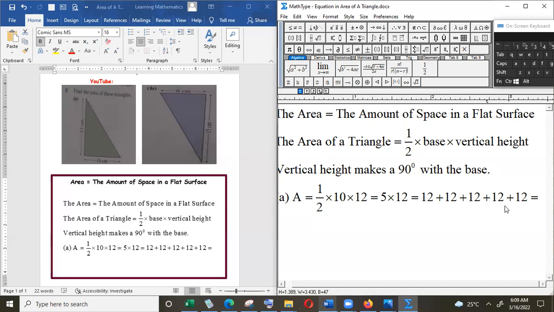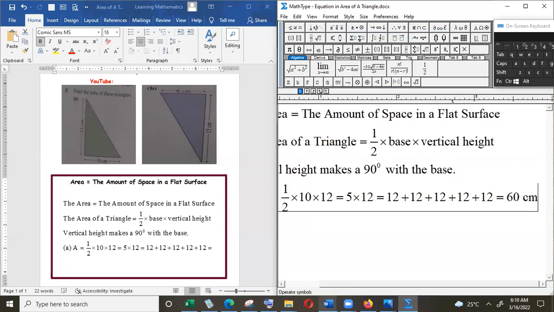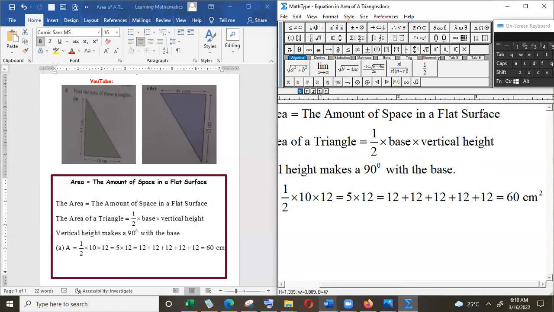Now to add 5 twelves: 2, 4, 6, 8, 10. So you carry down your 0, and remember, you have to carry the 1. So you have 1, 2, 3, 4, 5, and the 1 that was carried will give us 6. So 5 twelves will give us 60. So the area of triangle A is 60 centimeters squared. The units for area are squared. Always put the units in squared.